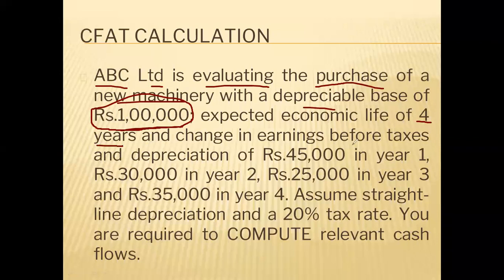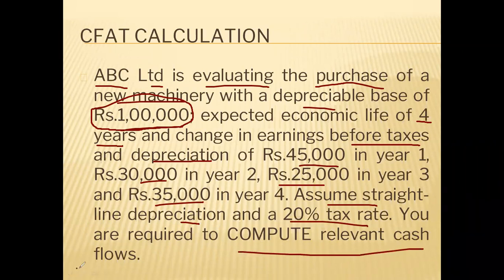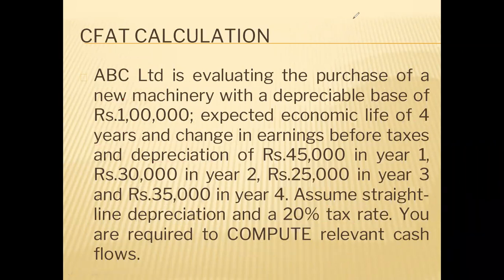And the change in earnings before taxes and depreciation, this is your profit before tax and depreciation: first year 45,000, second year 30,000, third year 25,000, and fourth year 35,000. So these will be the profits earned before depreciation and taxation by your business, ABC Limited. Assume straight line depreciation, tax rate 20%. You are required to compute the relevant cash flow after tax. So how can we calculate the cash flow after tax? All the details are given.